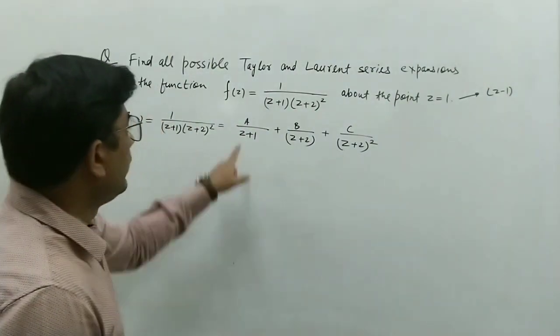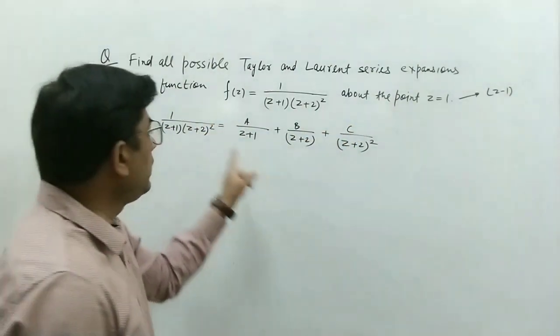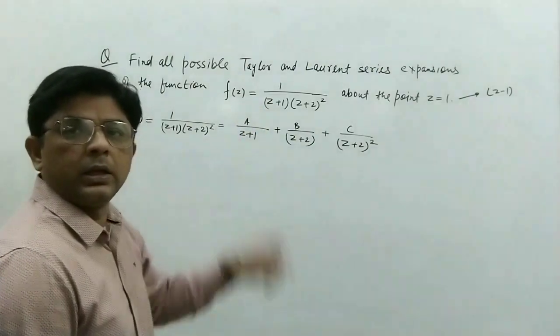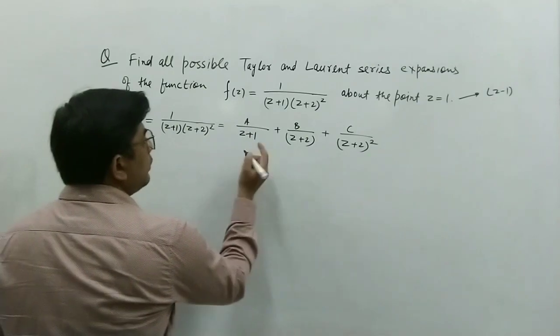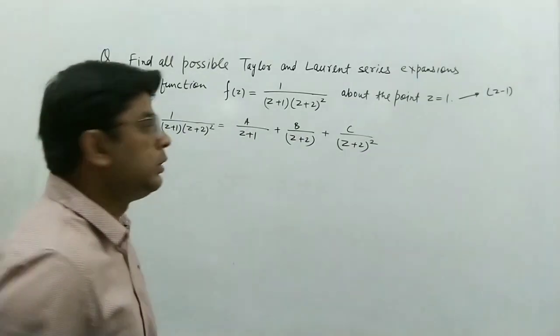Okay, so now we have to find the values of A, B and C by taking the LCM and comparing coefficients, we can find these values. So I am writing directly. We will get A equal to 1, B equal to minus 1 and C equal to minus 1.